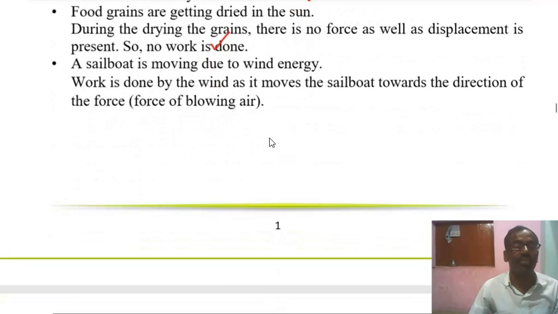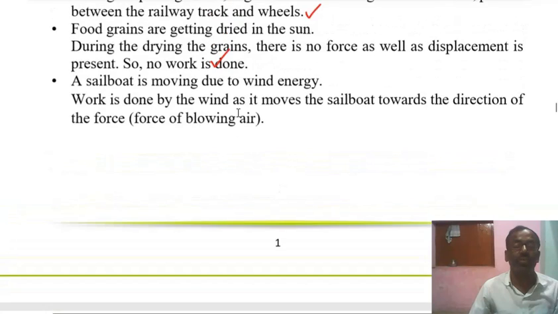Let's see the next question. A sailboat is moving due to wind energy. Work is done by the wind as it moves the sailboat in the direction of the force. The force is the blowing air. Hope that there is no problem to understand the answer of this question.